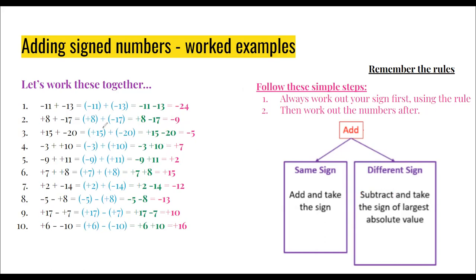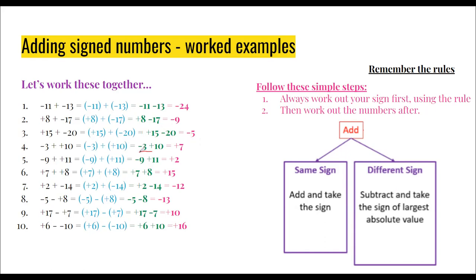Number 3. So we did this before. We put them in brackets, we work it out, we get 15 minus 20. Same signs or different signs? Different signs. And which number is larger, the 15 or the 20? The 20. So we're taking the minus sign. And then we're going to subtract the smaller number from the larger number, and that's going to give us -5.